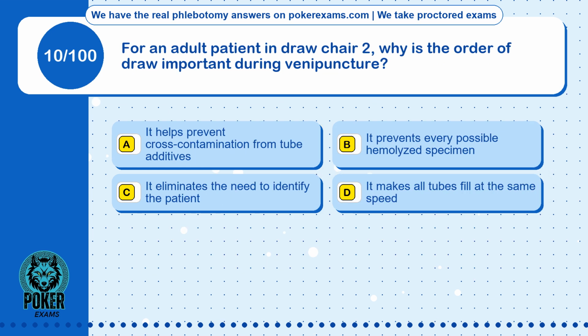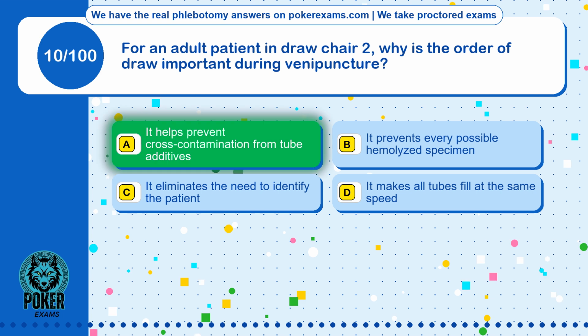Question 10. For an adult patient in draw chair 2, why is the order of draw important during venipuncture? Option A. It helps prevent cross-contamination from tube additives. Option B. It prevents every possible hemolyzed specimen. Option C. It eliminates the need to identify the patient. Option D. It makes all tubes fill at the same speed.